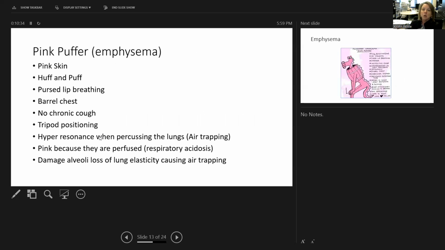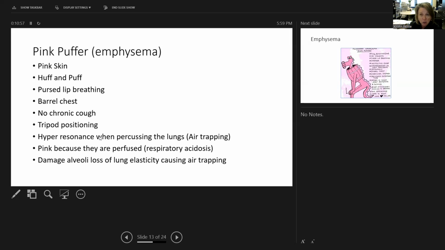Okay, so let's break it down. We have pink puffers. That's our emphysema patients. They're going to present differently and they're going to look completely different, on paper, in person, all that, compared to our chronic bronchitis or our blue bloaters. Our pink puffers, remember, are emphysema. They're pink in skin because they are perfusing.